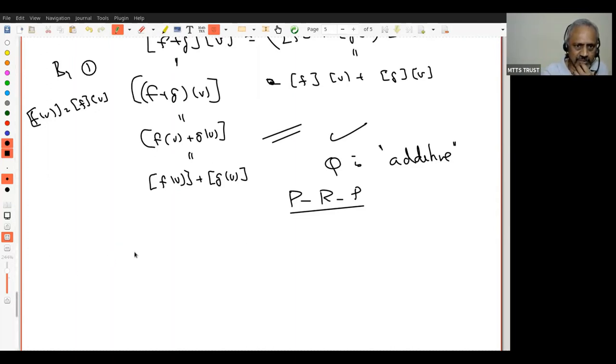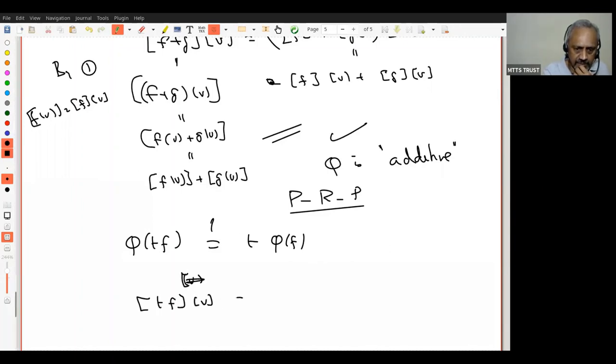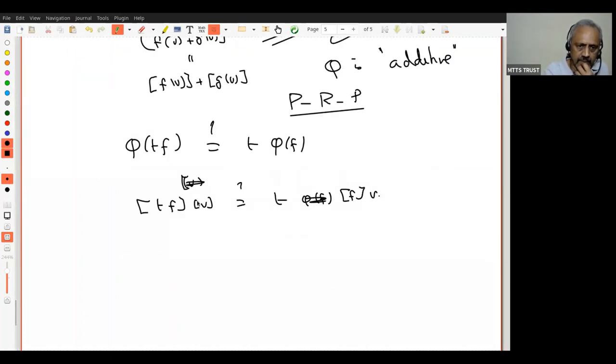And a similar thing is true with respect to the other one. What is it that I have to do? I have to check whether phi of TF is T of phi of F. Again, it's the same thing. So I have to act on any V. Okay, and what is this? This is TF. So it's enough we check whether this is true, right? Okay, you understand? But this, by equation 1, is TF acting on V and the coordinate map. Are you sure you are understanding?